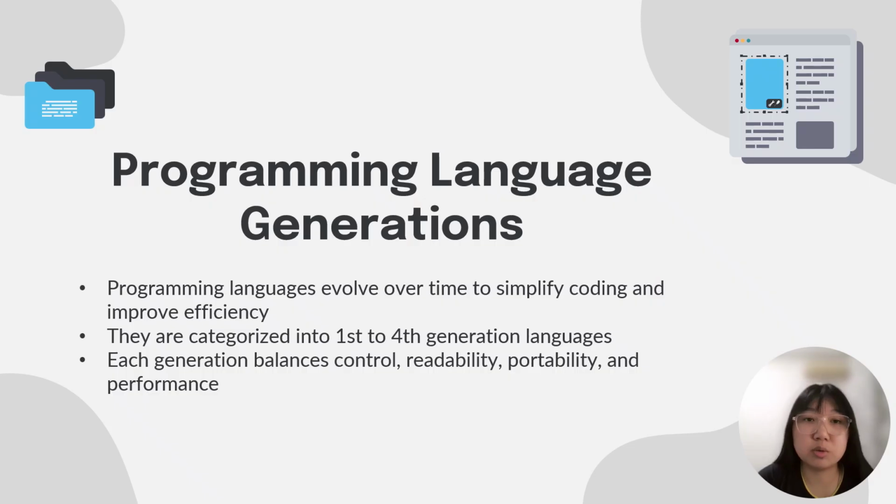As we know, programming languages have evolved over decades. They are grouped into generations to show how advanced they are. They are categorized into first to fourth generation languages. The first generation is machine code, and the second generation is assembly language. The third generation is high-level languages, and the fourth generation is very high-level languages. Each generation moves further away from machine details and becomes easier for humans to use.